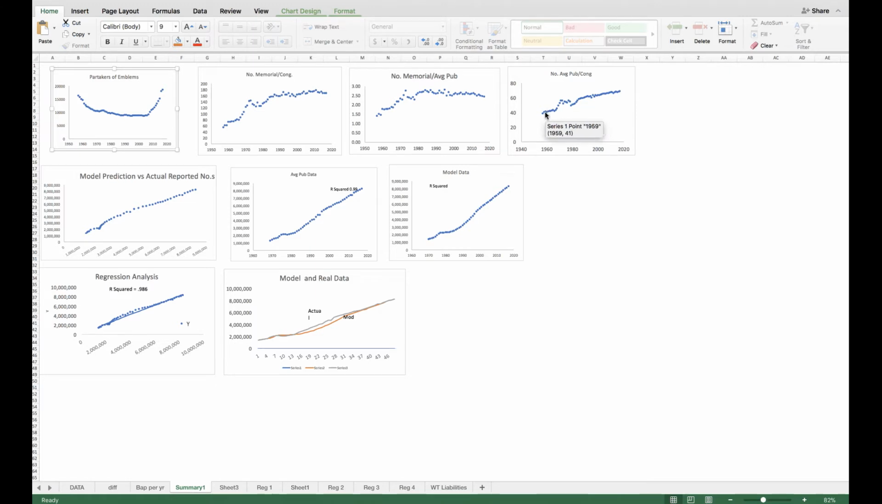And this one, I just wanted to plot the average publisher per congregation. It seems that back in the late 1950s, there were, on average, 40 publishers per congregation. And that went up substantially in the 60s and 70s. In 1975, you saw a decline, and then another steady increase up until 2017, where the average is now 69 publishers per congregation. Now, I understand that congregations are being closed, and the reason for that is that they don't have enough people to attend. So there's something wrong with this number, and also it's too straight.